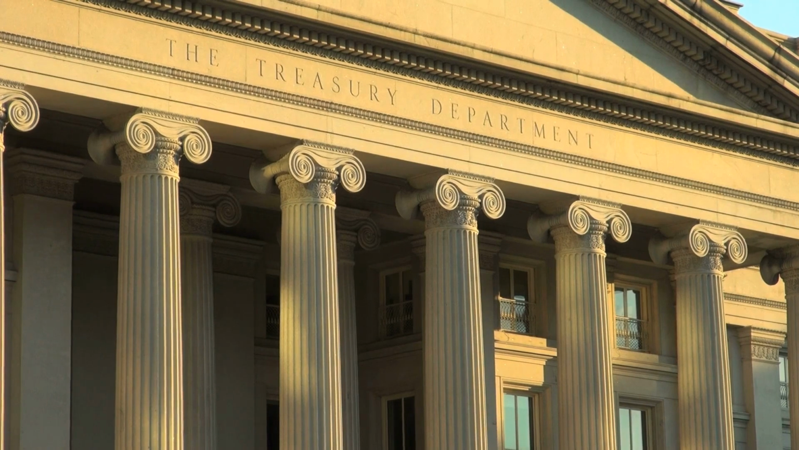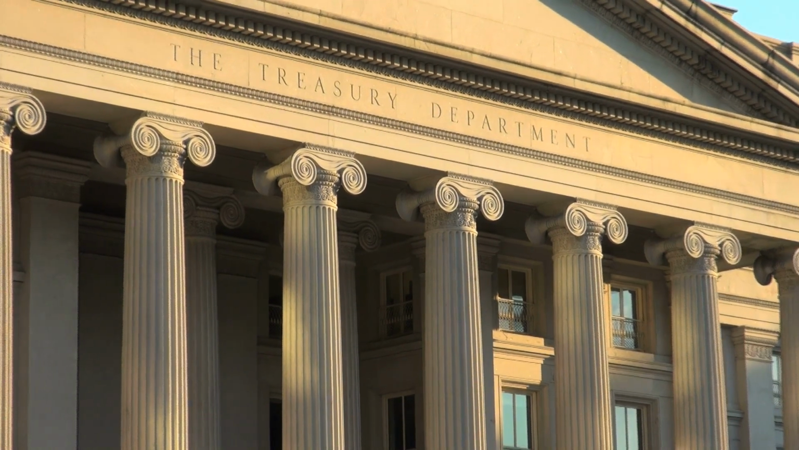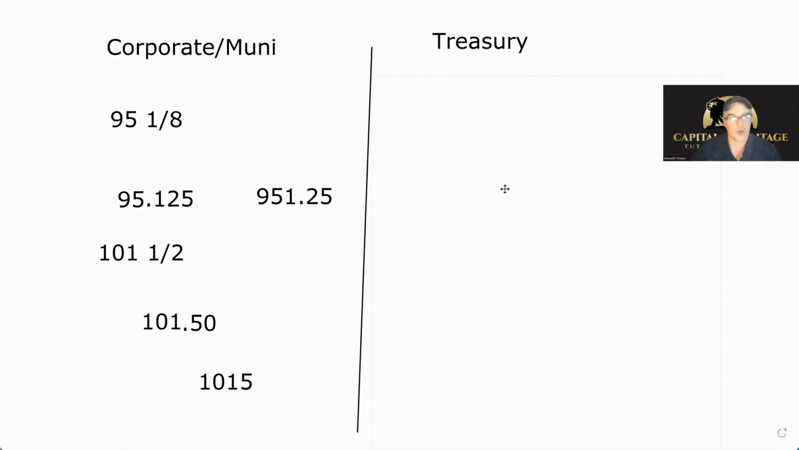Now, okay, so now let's jump to the Treasury side. The Treasury side is a little different. We're going to start with Treasury bills. So Treasury bills are what? They're short term. There's no coupon. They don't trade at a term price. You buy them at a discount. So they're quoted a little differently.